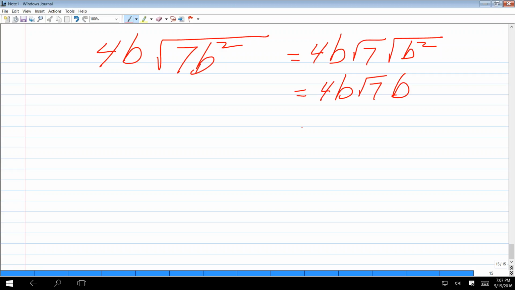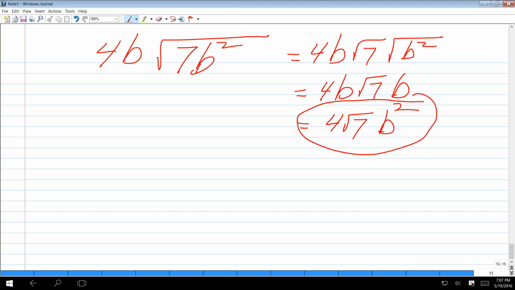Now b times b is b squared. So I'm going to put the numbers next to one another, and I'm going to put the letters last. So that's my answer. And it's not b squared because it started out b squared. The square root of b squared is b. But then you have a b times another b, and it turns into b squared. So. And it accepted it.